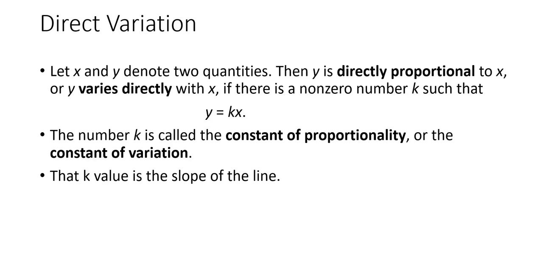So look at the way this is worded. Y is directly proportional to x, or y varies directly as x, if y equals k times x. We have a name for k. We call it the constant of proportionality. In reality, it's the slope of the line. When you set these up, look to see how the question is phrased.